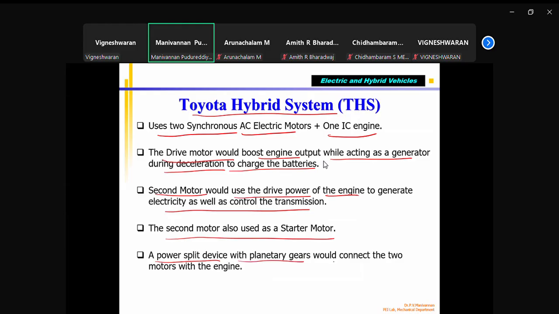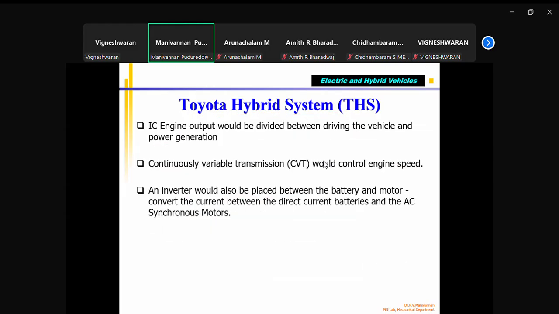Already I showed, the planetary gear would connect the two motors with the engine. The planetary gear arrangement is used for connecting both the motors to the engine, and so total power is given to the wheels. That's how it works. The IC engine output would be divided in two parts, as I told you. One part is driving the vehicle, the other part is driving the generator, done using planetary gear. That's why it is called split power. This hybrid vehicle is also called split power. Engine power is split for charging and driving. Because we know that this planetary gear can work as a CVT, it is also used for controlling the speed of the engine.